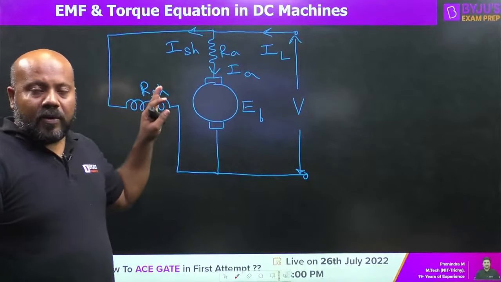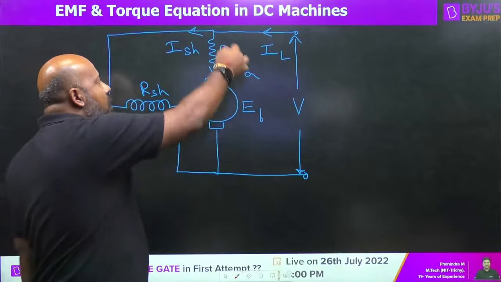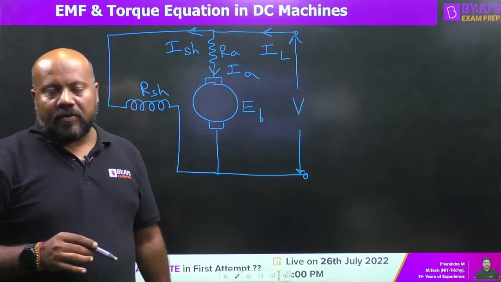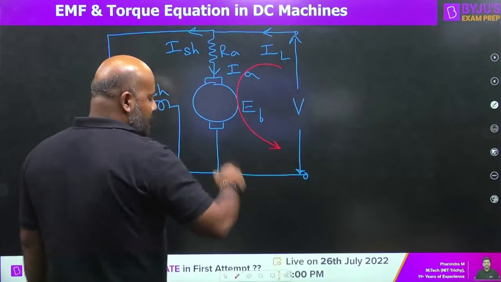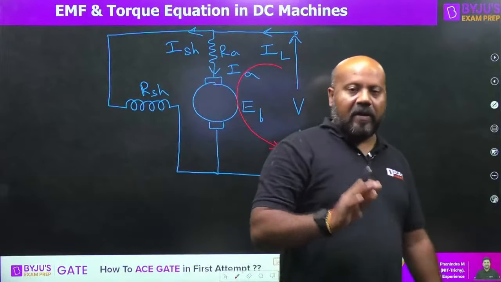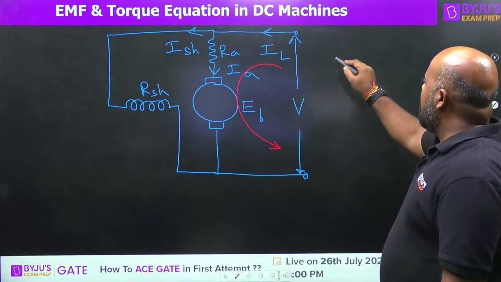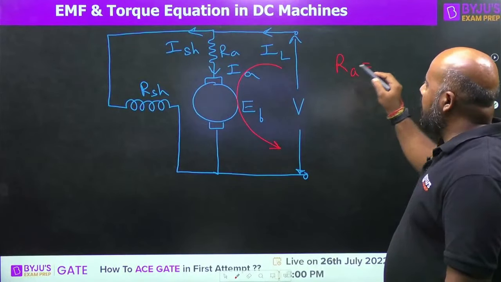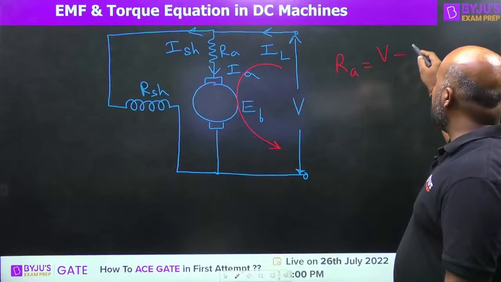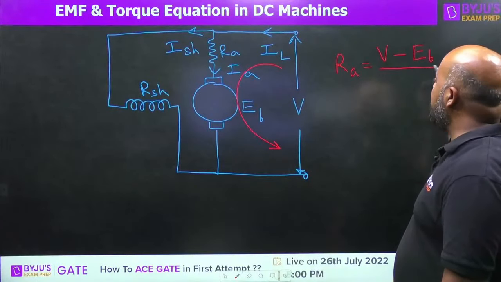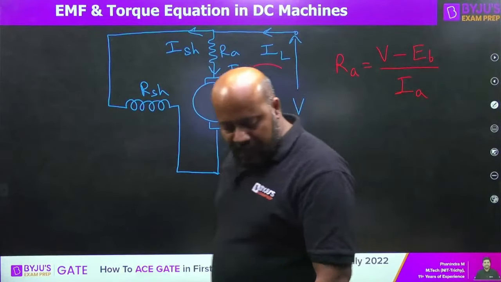Once you are able to draw this circuit, if you want to know the armature resistance, what is the best way of doing this? You can simply apply Kirchhoff's voltage law. You can write the KVL equation for the armature circuit and easily find the armature resistance. How are you going to write Ra? It is going to be the DC supply voltage V minus the back EMF, divided by the armature current. Can you write this equation?